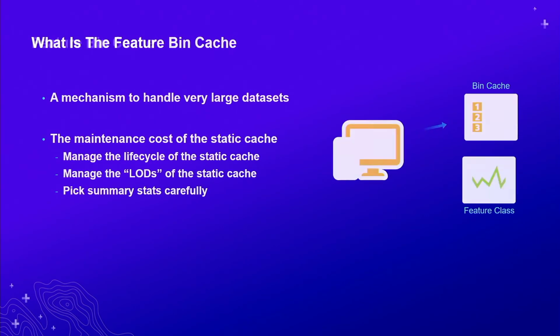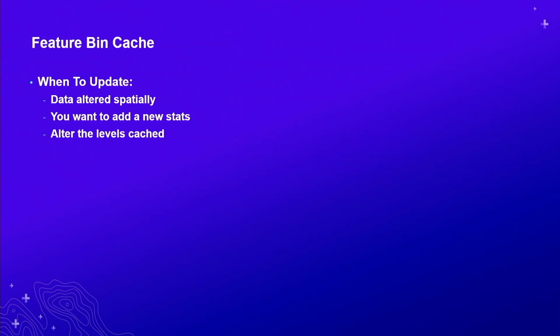And then if data gets changed, of course, you have to run the Manage Feature Binning Cache geoprocessing tool to update your data. So when to update? When data gets updated spatially, you want to add a new statistic, or you want to alter the level of caching. Say when you run that Enable GP tool with the caching option, it generates caching up to level 10. But you think that it's not good enough for you, you want to cap the cache generated up to level 14, you can do that.